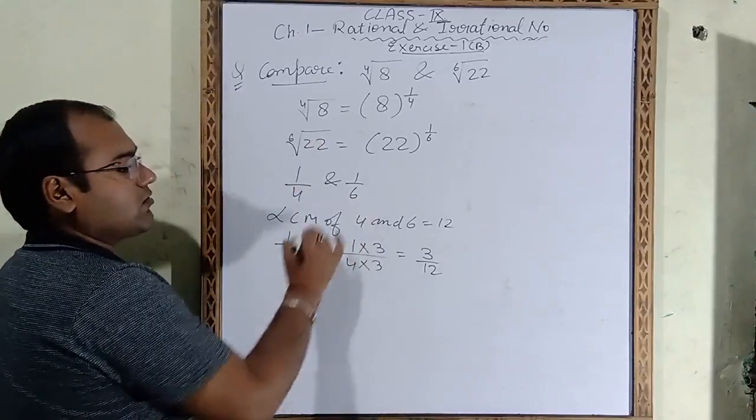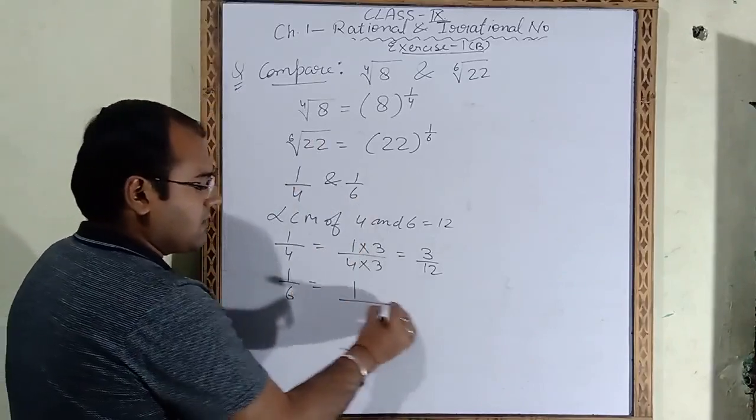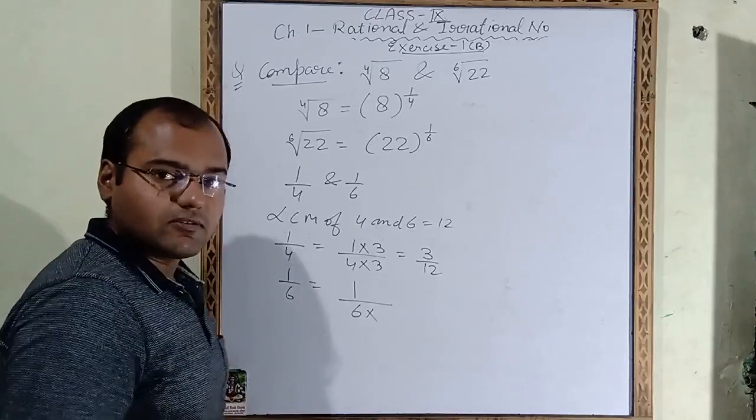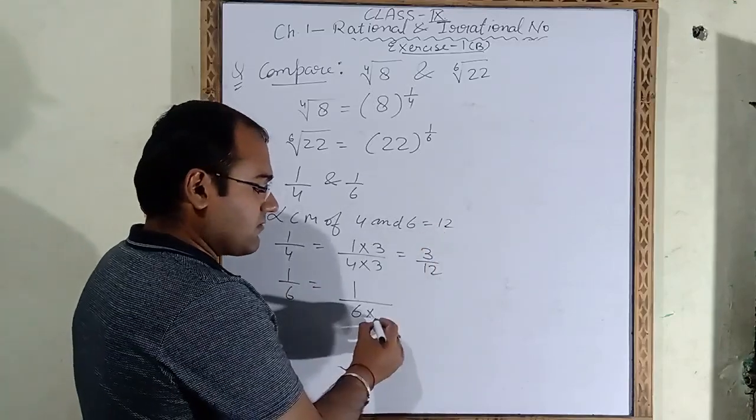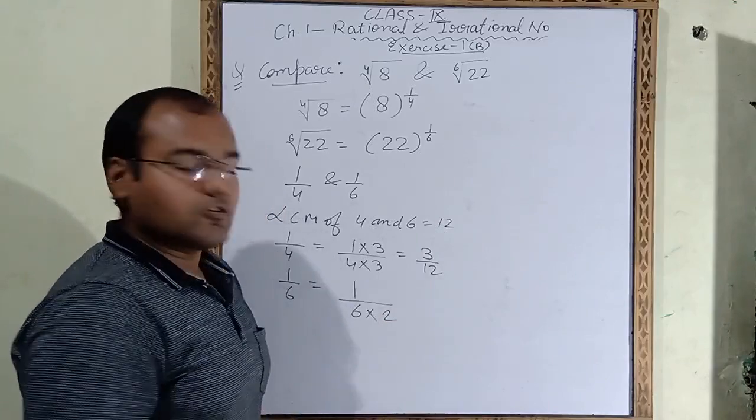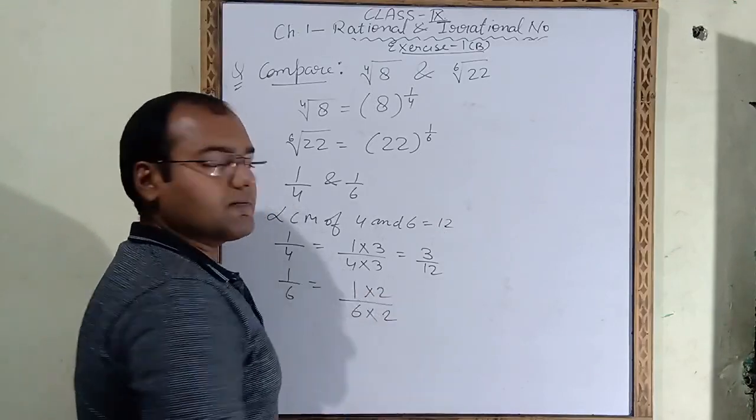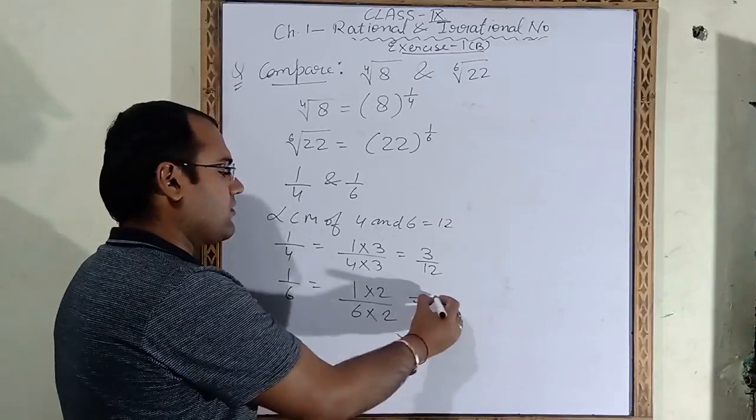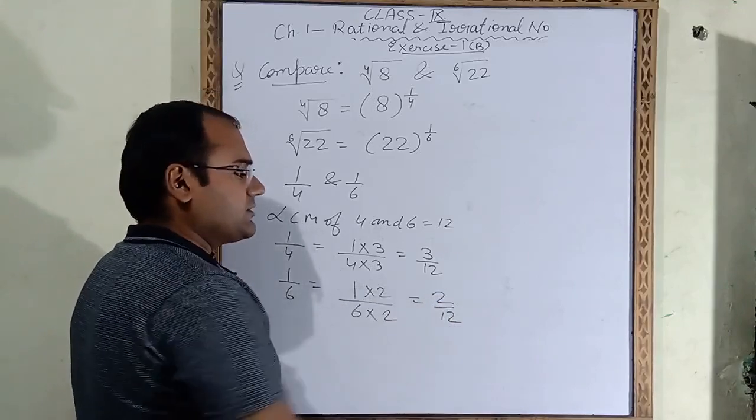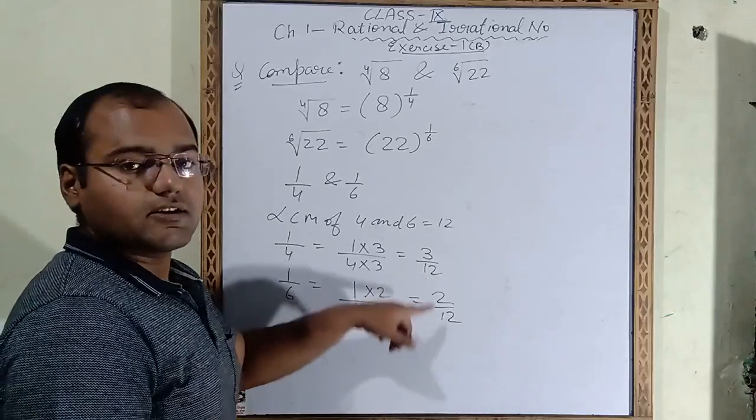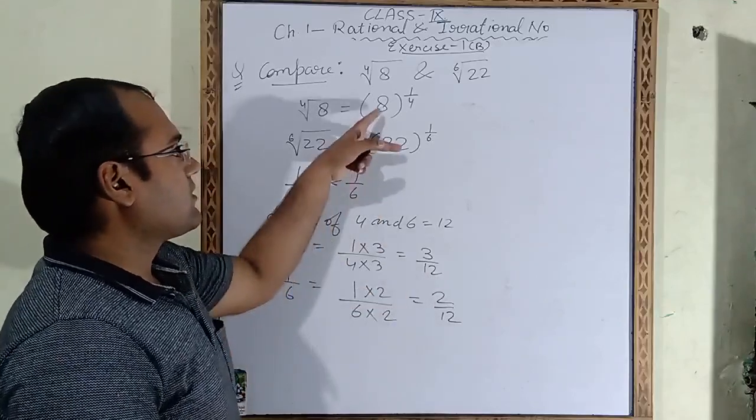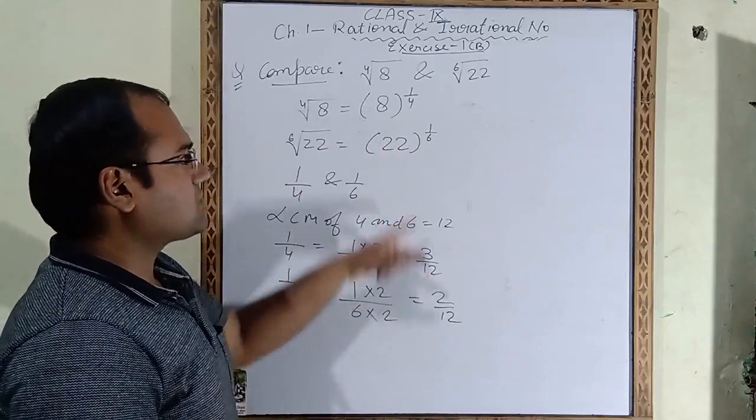In the same way you have to do it for 1 upon 6. In the denominator 6 is given, but we have to make it 12. So in order to make it 12, we have to multiply it with 2. So in the numerator also we have to multiply with 2. On multiplying with 2 we will get 2 upon 12. Now you can check that both the denominators are the same. Now what will we do? We will write these powers here.